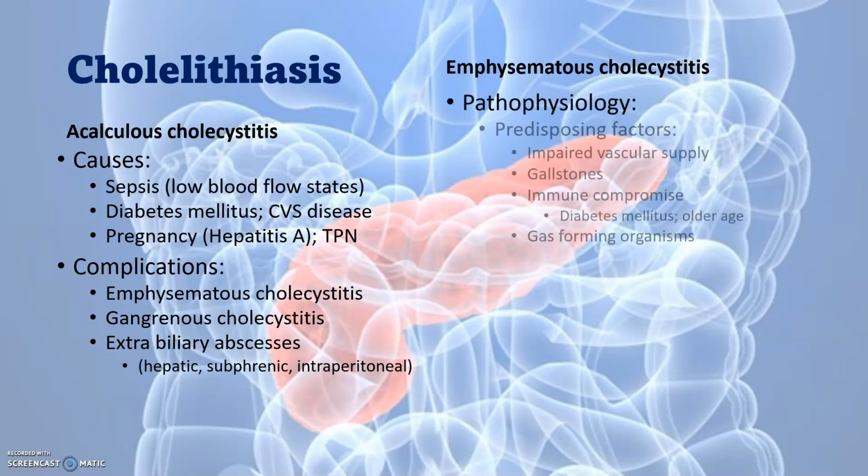Emphysematous cholecystitis occurs in patients with impaired vascular supply, often in the presence of gallstones, and in patients who may be immunocompromised, such as diabetics or older patients. It's really the presence of gas-forming organisms within the infected gallbladder.